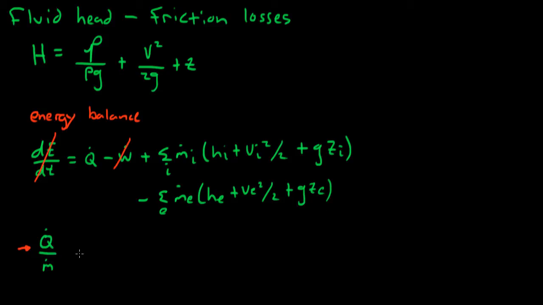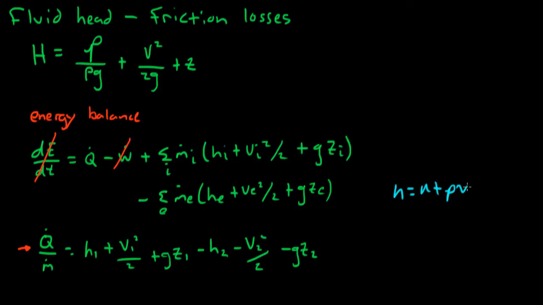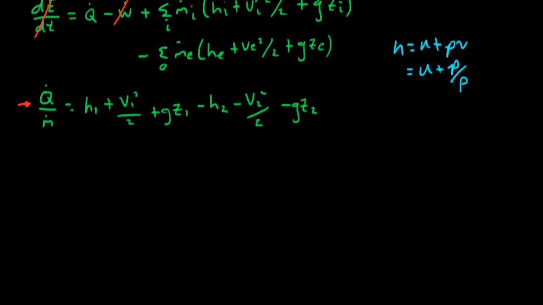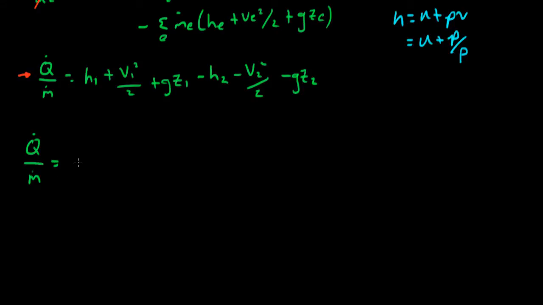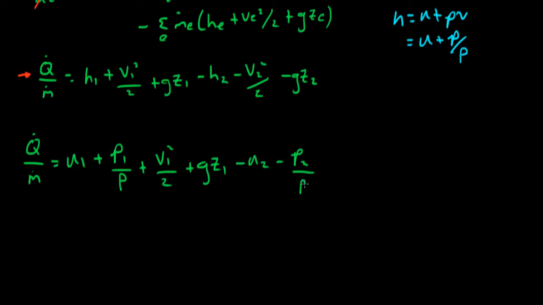Similar to the previous analyses, we solve for the heat transfer rate divided by the mass flow rate. Again, we substitute the definition of specific enthalpy as a specific internal energy plus the pressure divided by the density. In contrast to the previous analyses, we cannot assume that the specific internal energy remains constant because this process includes losses.